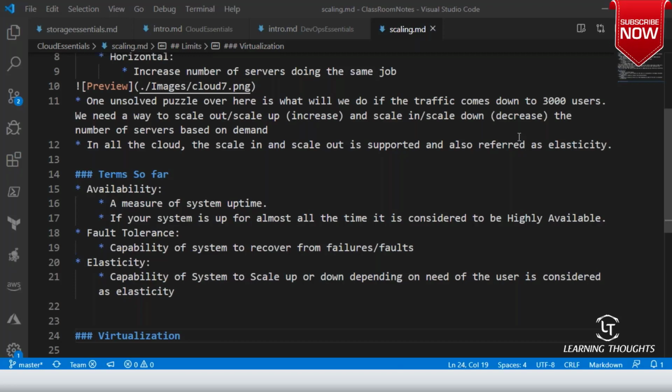Yeah, so what do you mean by virtualization? Right, fine. Let me try to start with that.